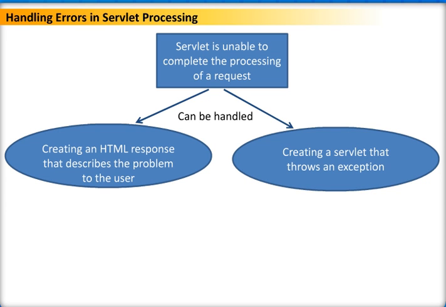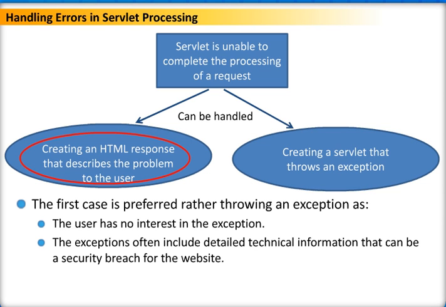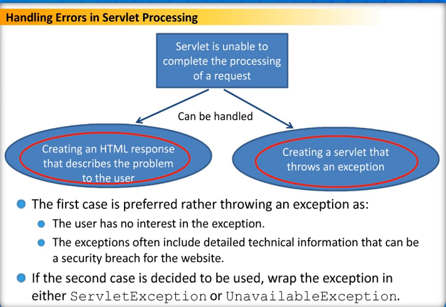In general, you should not allow exceptions to reach the user. Therefore, the first case is commonly preferable, rather than throwing an exception, as the user has no interest in the exception, and the exceptions often include detailed technical information that can be a security breach for the website. On the other hand, if the second case is decided to be used, wrapping of the exception is required, either in ServletException or UnavailableException.